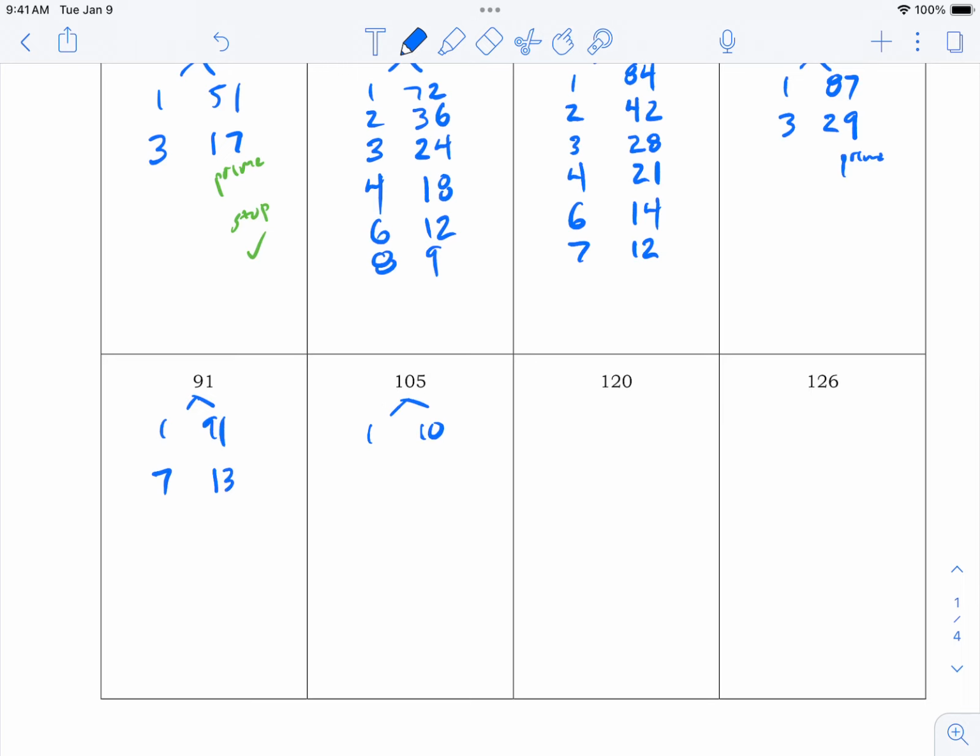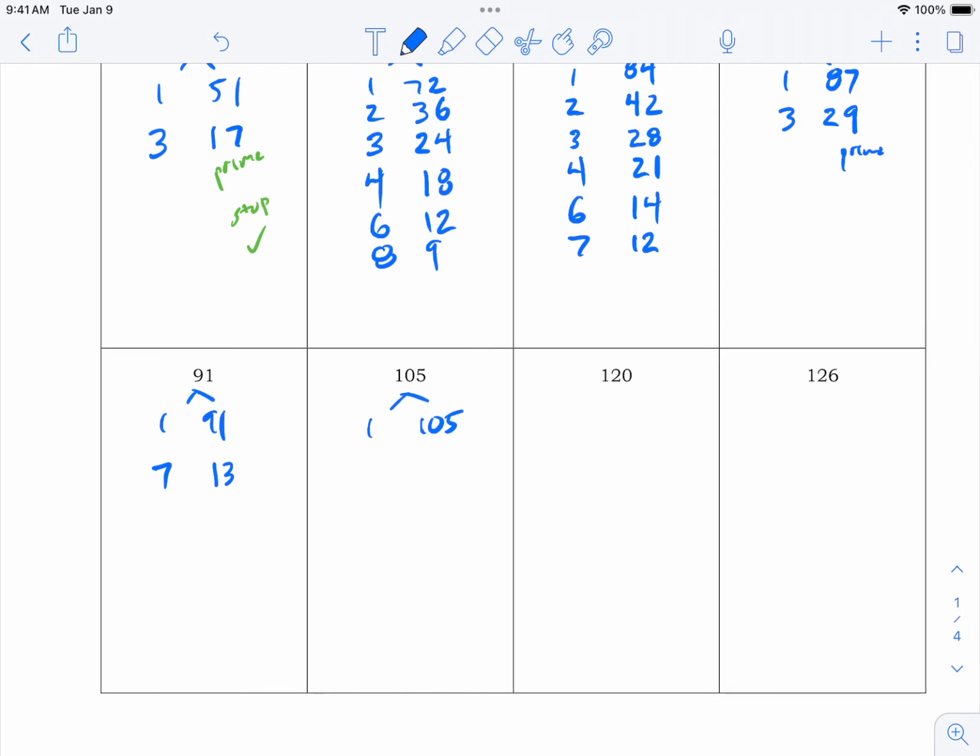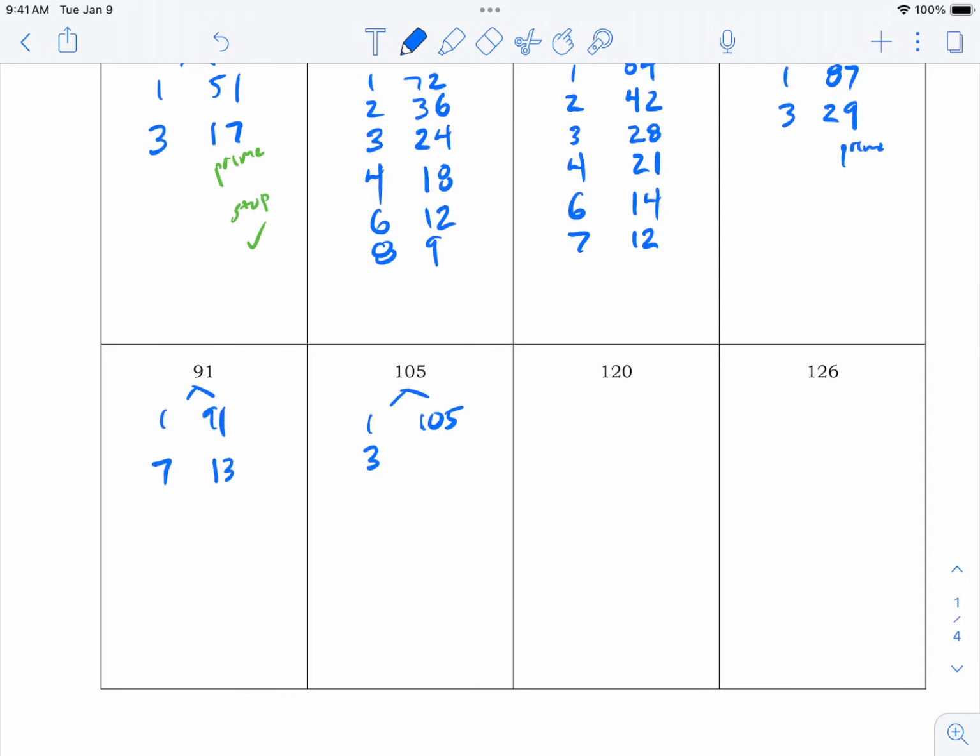105 is 1 times 105. It's odd, so don't use a 2. 1 plus 5 is 6. 3 is going to work. Got to do it. 3 goes into 10 3 times with 1 left. Squeeze the 1 in. 3 into 15 is 5 times. Look at that. It worked. 4 won't work for an odd number.